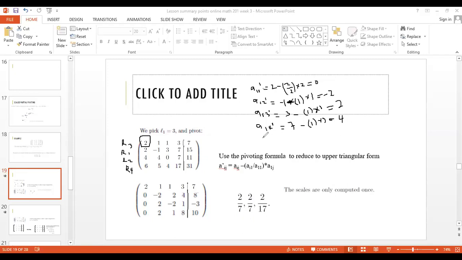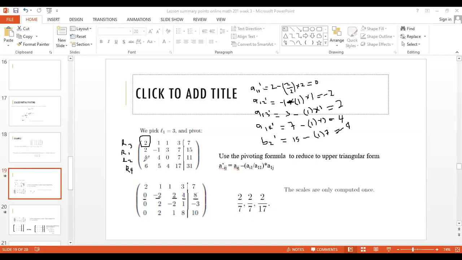Then the last one will be B2 new. B2 new is equal to 15 minus 1 times 7. So that will be 15 minus 7, which is equal to 8. So then we populate, that gives us 0, negative 2, 2, 4, and 8 here. Good. And you do the same for the next row.